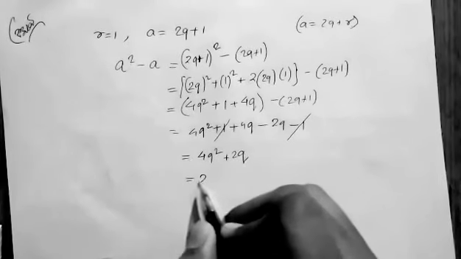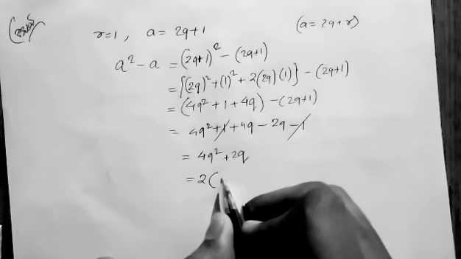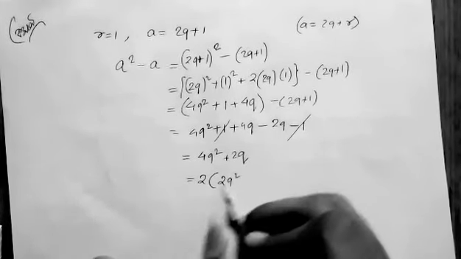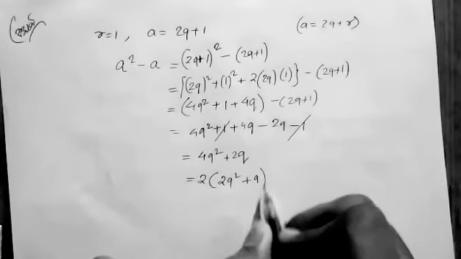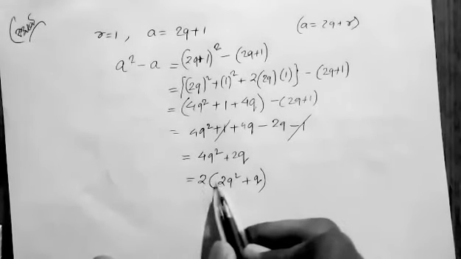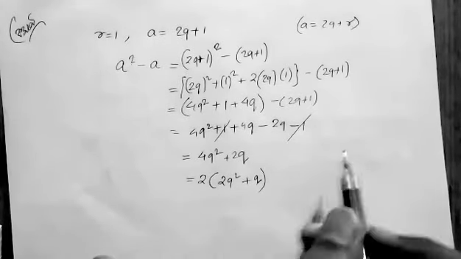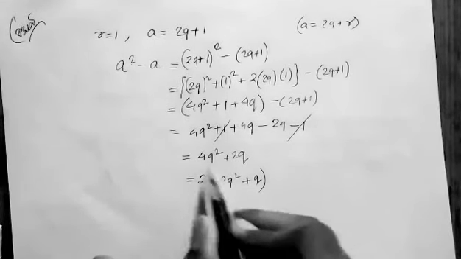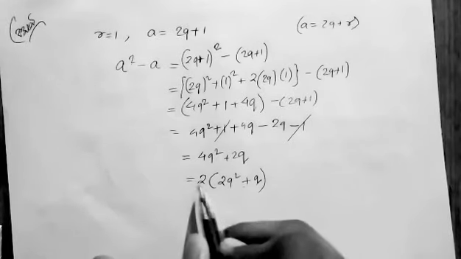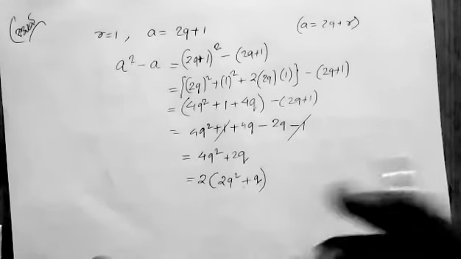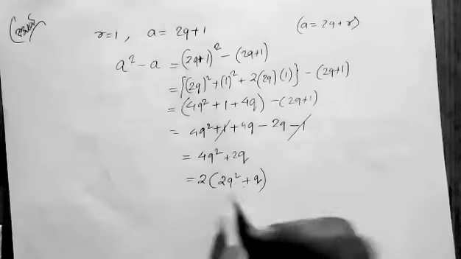Now I guess you can take 2 common from these terms. It is 2 times (2q square plus q). If you again multiply 2 with both these terms, you will get the same result. Just multiply it for verification: 2 into 2 is 4q square, plus 2 into q is 2q, right? So you will get the same term. We have just taken out the 2 common.